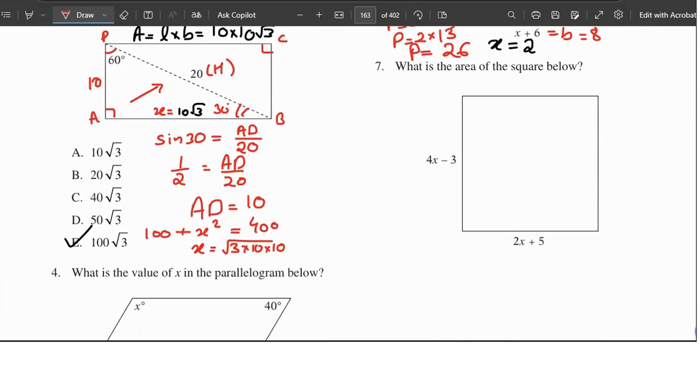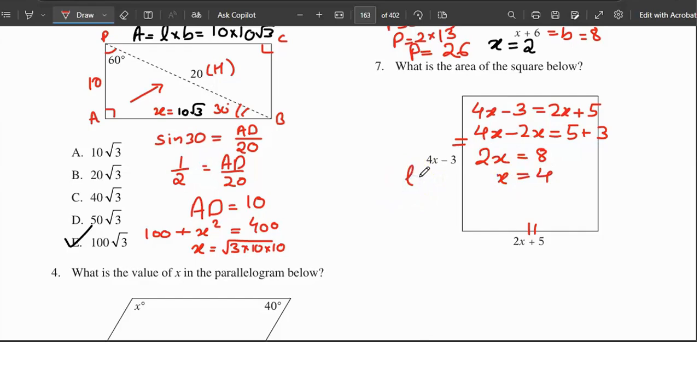Next question. What is the area of the square below? Now it is a square, so all the sides are supposed to be equal. These two sides will also be equal. So 4x minus 3 will be equal to 2x plus 5. We'll bring x terms on one side. So 4x minus 2x equals to 5 plus 3. So 2x equals to 8, x is equal to 4.